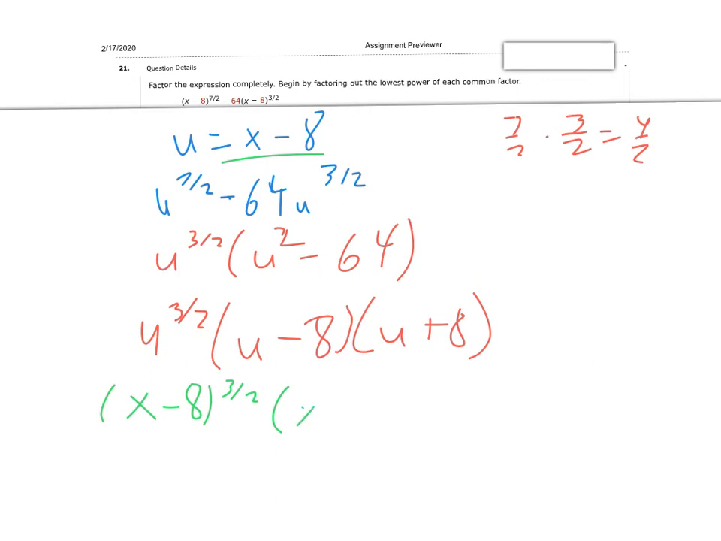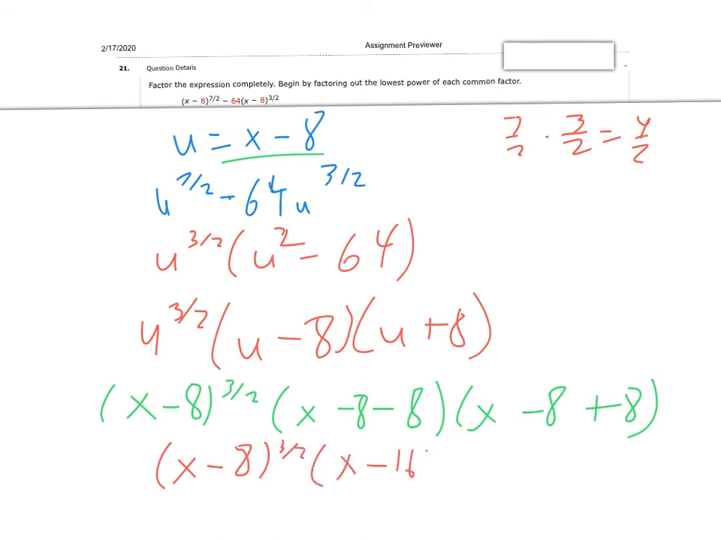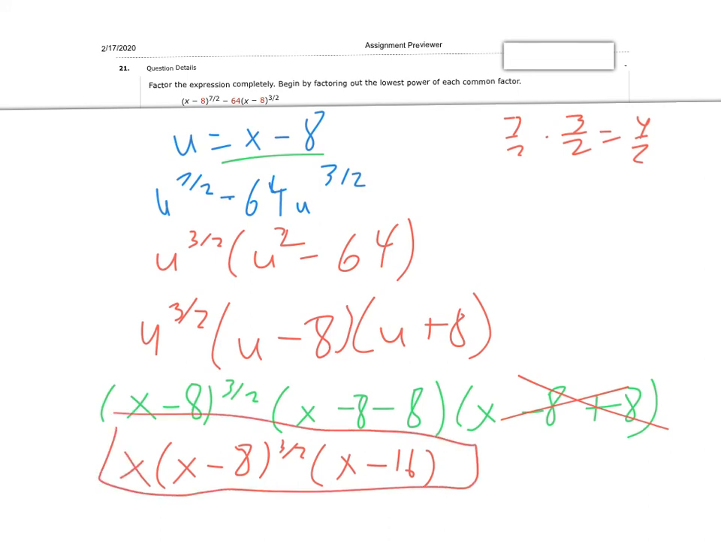And then I have x minus 8 minus 8, and x minus 8 plus 8. So if you simplify that, this would be x minus 8 to the 3/2 times x minus 16. And then this one, these will actually cancel out and just leave me with x. I always like to put that x out front. You don't have to, but I always like a GCF, which that has now turned into a GCF. I like it out front.